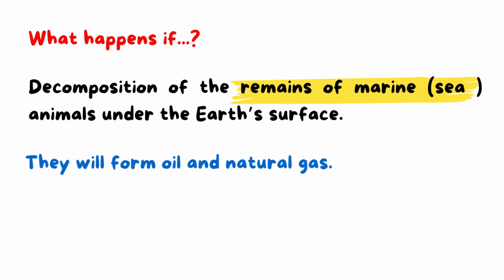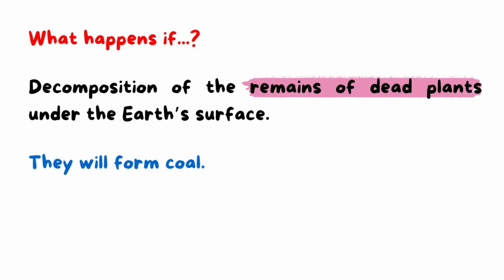Okay, so if the question was what happens if decomposition of the remains of dead plants under the Earth's surface, so here we are talking about the remains of dead plants. So this is the formation of what? Coal. So they will form coal. Okay, focus on the remains of living organisms at all, or remains of dead sea animals, or remains of dead plants.